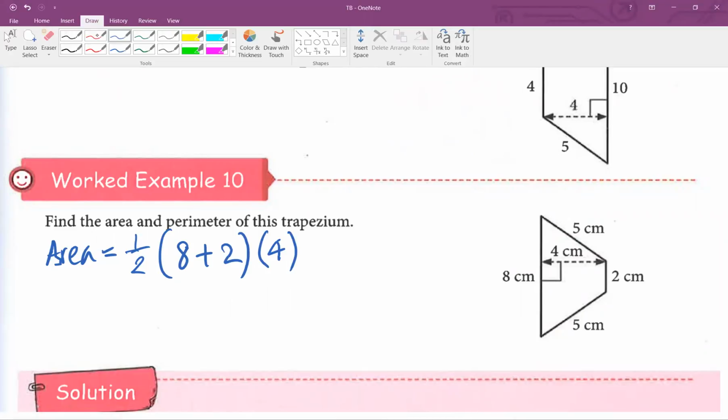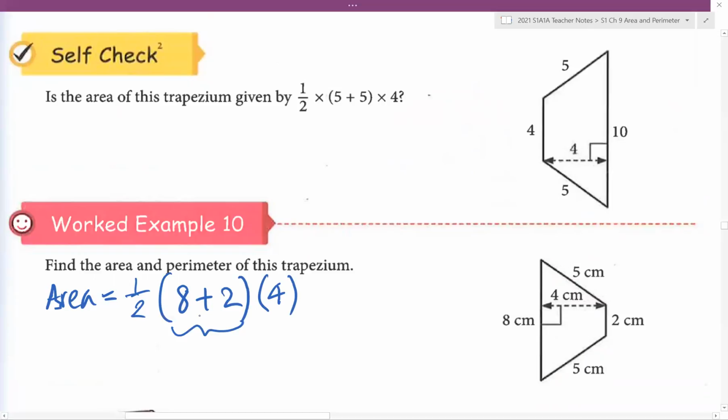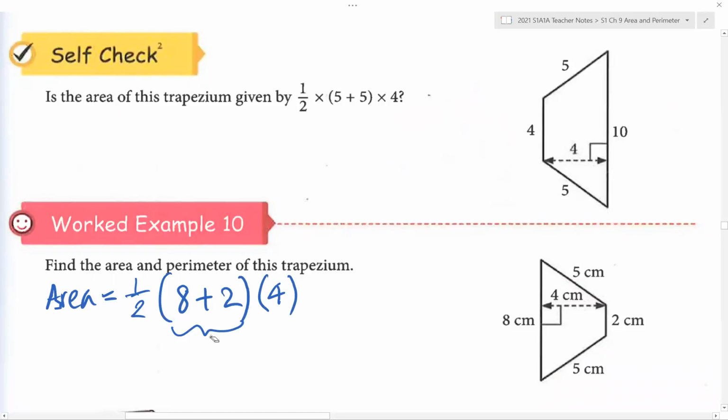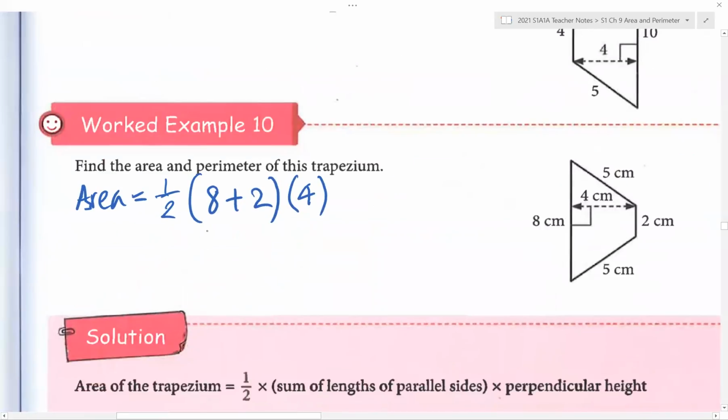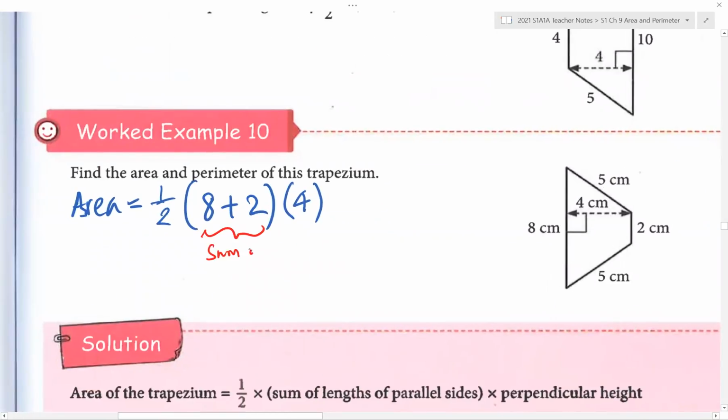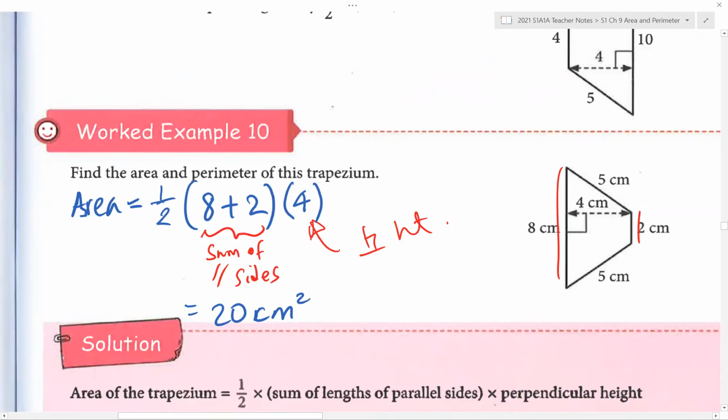So here we have the use of the formula already. I'm just going to put some notes over here. This will be our sum of parallel sides. And I encourage you to actually write it down as well. Sum of parallel sides. Sum meaning plus, sum of the parallel sides. So identify 8 and 2, then this will be our perpendicular height. Then you get the answer straight away already. 20 square centimeters.